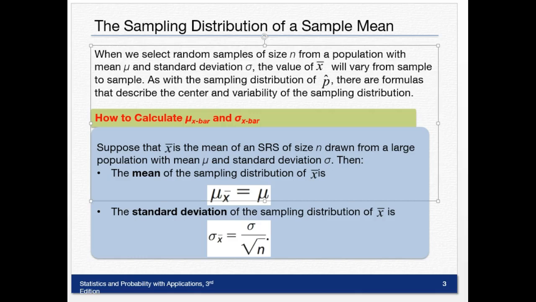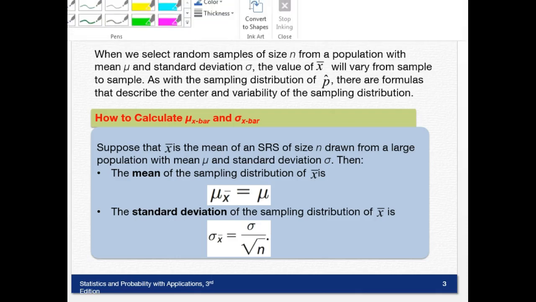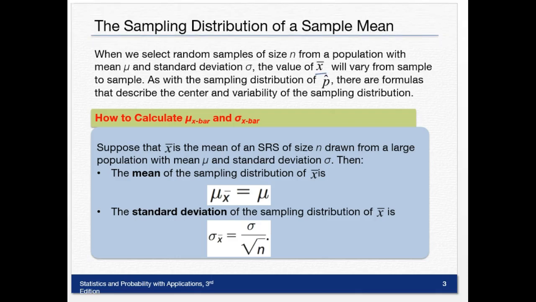So when we select random samples of size n of a population with mu and a standard deviation, the value of the X bar will vary from sample to sample, like we said. As we did with proportions, there's formulas that help us find the middle of that distribution. There's a formula that helps us find this middle value, and it helps us find the standard deviation, the spread of the values. So for means, this is what it looks like. The mean of the sampling distribution of X bars is mu of X bars, and notice it equals mu. That's the population mean.